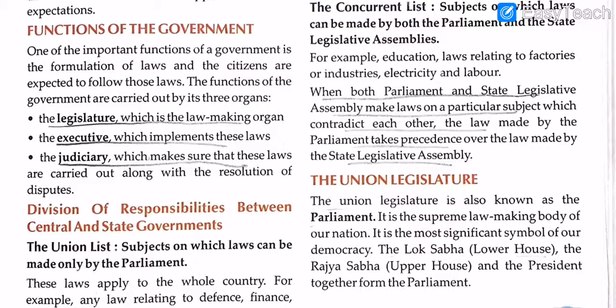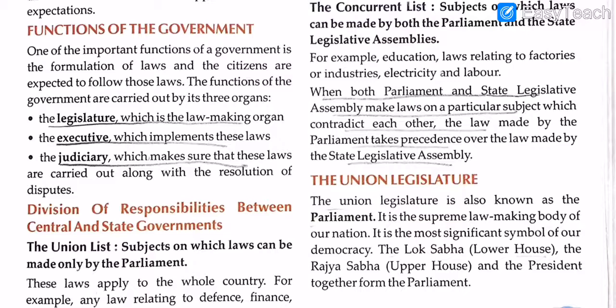So the parliament takes higher decisions such as defense. They take care of foreign affairs and all of that, and the finance as well, and the economy of the whole country, of course. But small decisions such as agriculture and police, which are basically in a state, can be made by the state legislative assembly. Then the concurrent list is the subjects on which laws can be made by both parliament and state legislative assemblies.